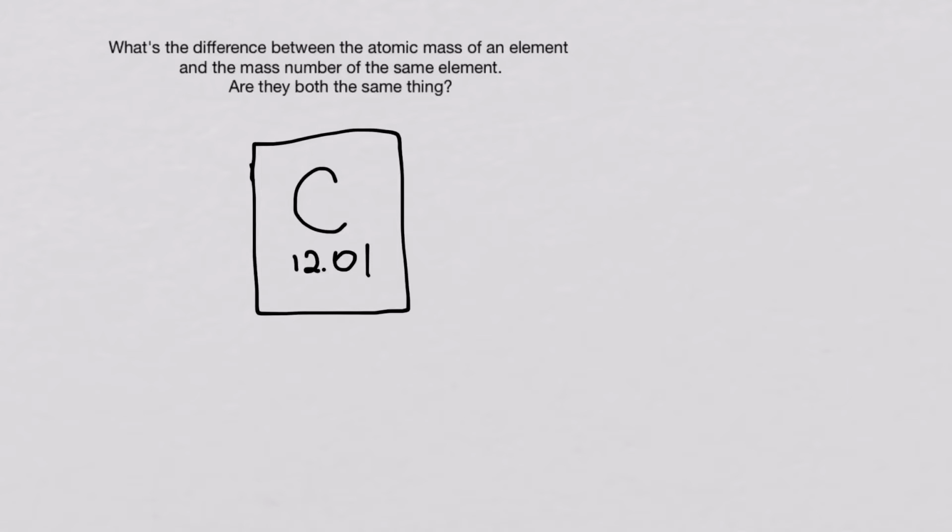Okay, thanks for the question. What is the difference between the atomic mass of an element and the mass number of the same element? Are they both the same thing? So the answer is no, they are not both the same thing.